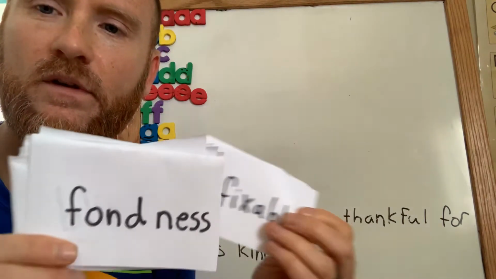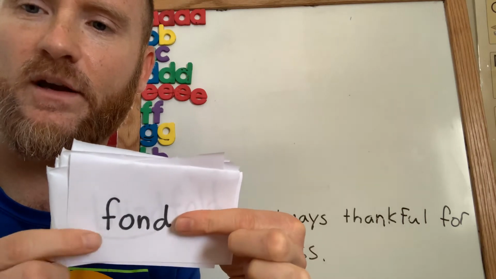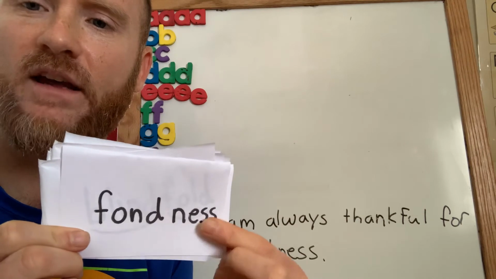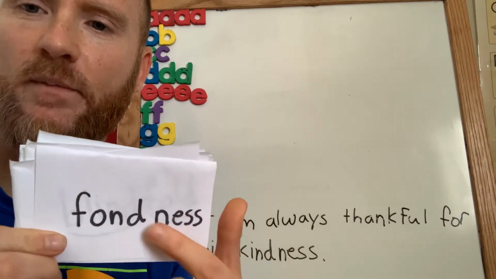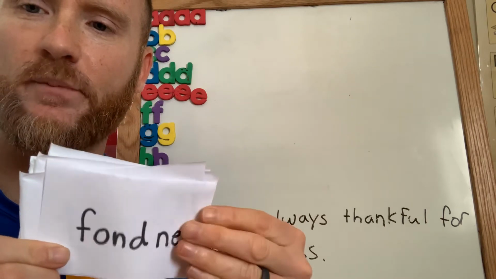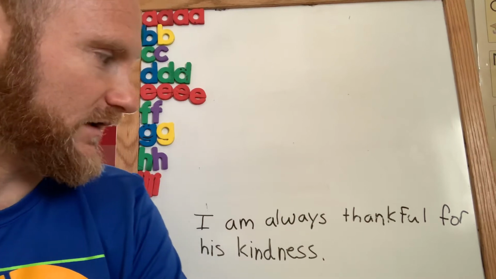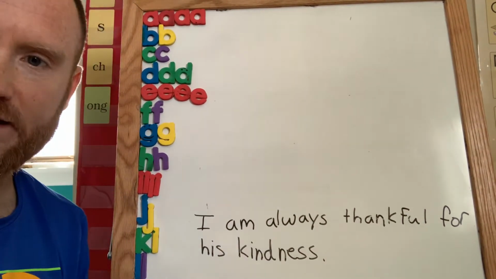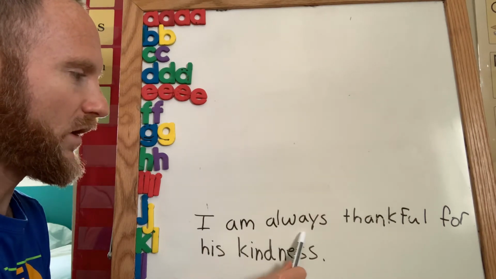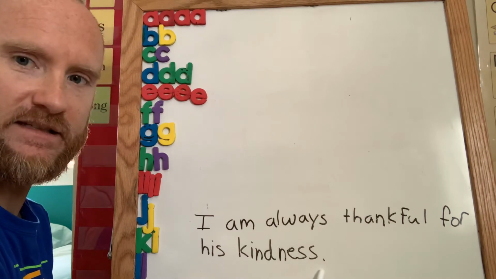Let's see, I think we got another one. All right, do you see that suffix? You can cover it up. Look at our base word. Fond. What's our word? Fondness. Okay. Remember, suffixes, we circle them first so we can just focus in on that base word. So that's how we do it in writing. Okay. Very good. And then finally, we got a sentence here. See if you can read it with me. I am always thankful for his kindness.